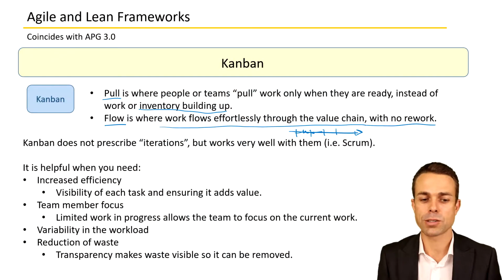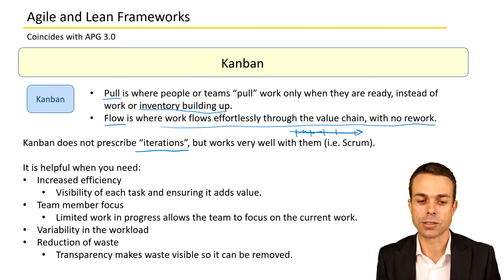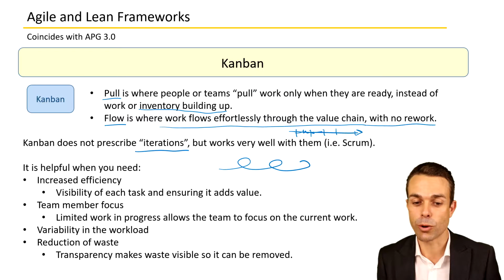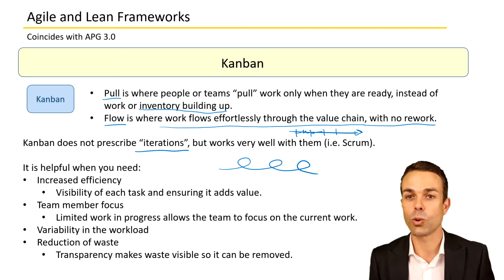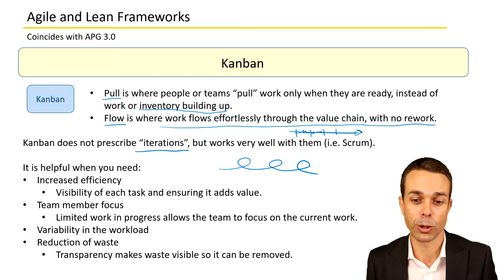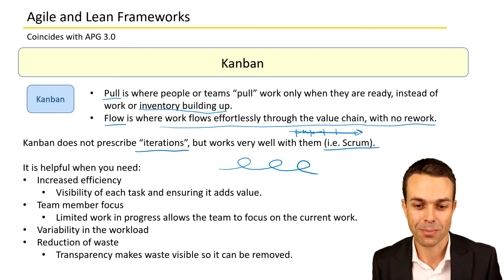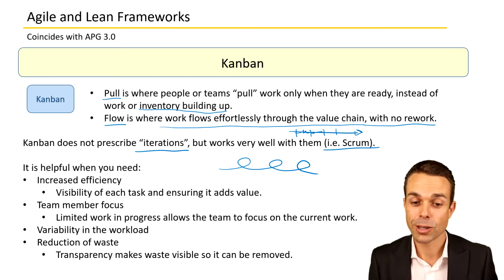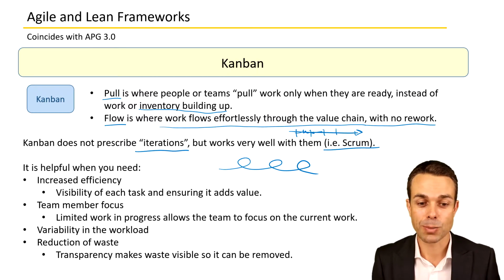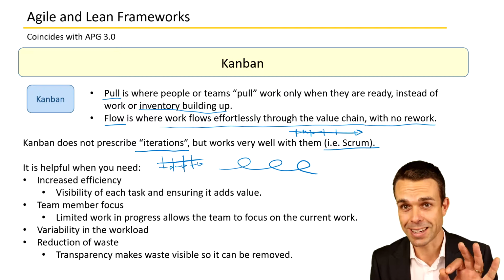Kanban doesn't prescribe iterations, so it's not an iterative approach like most of the other approaches in Agile, but it still works very well with iterative approaches, for example Scrum. You can use it if you don't need iterations in your work. You can still use a Kanban board just to make sure that you're seeing where the work is and that it's flowing through the pipeline nice and neatly.